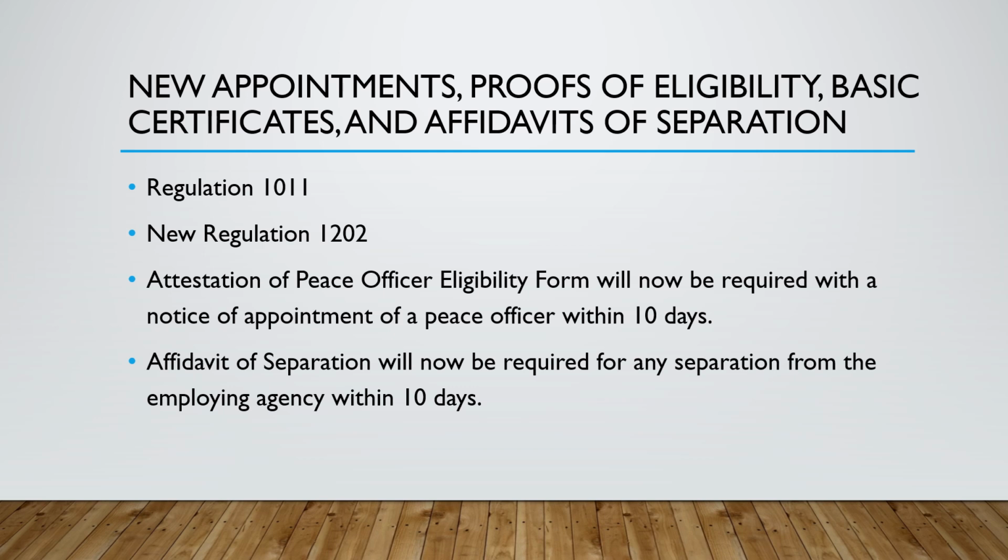What else is changing? When making a notice of appointment in EDI, you will now be required to upload an attestation of Peace Officer eligibility for all new Peace Officer appointments to your agency. This must be done within 10 days of appointment. You will also have to upload an affidavit of separation at the time that you're making a notice of separation in EDI. The process has now been bifurcated. The process formerly known as the Notice of Appointment Termination is now the Notice of Appointment and the Notice of Separation. Both need to be completed within 10 days.